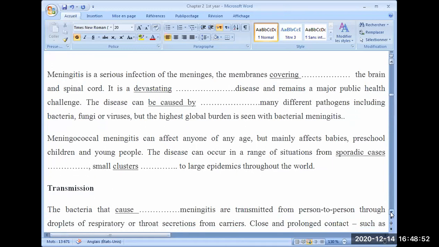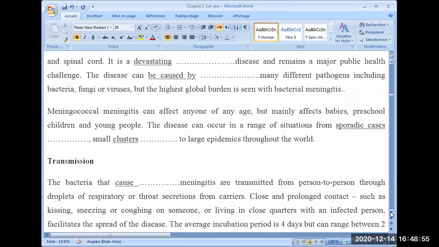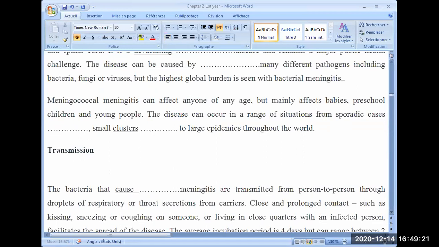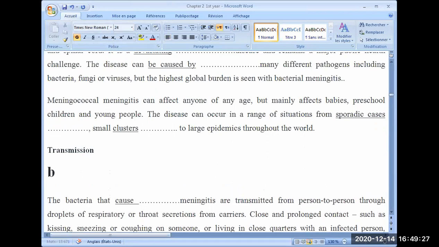The bacteria, now, is it plural? Bacterium is singular, bacterium, bacteria. Bacteria is a plural, and the singular is bacterium. This is the singular form, and bacteria is the plural.